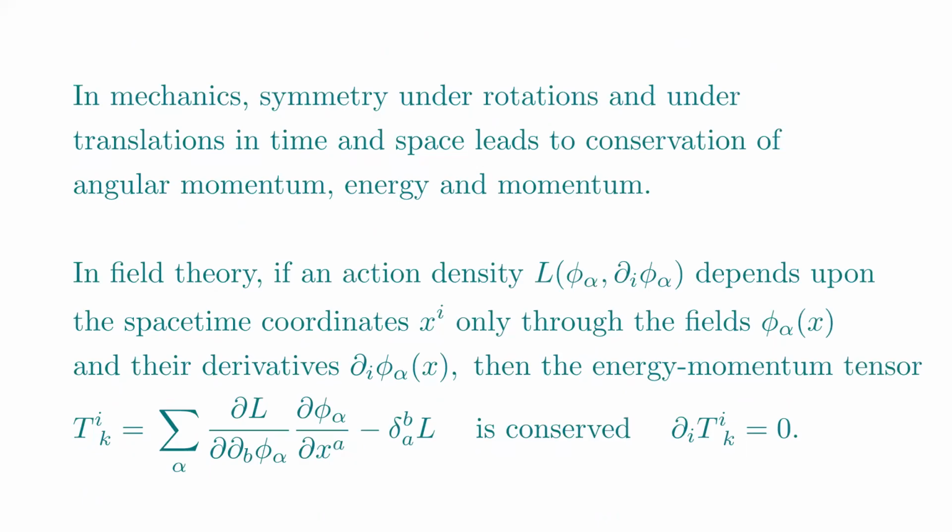So let's see, did I skip a slide? No. So if it only depends upon the coordinates, the four coordinates through the fields and their derivatives, then you can show using Lagrange's equations that the energy momentum tensor is conserved. And this, of course, is conservation of energy momentum in field theory.